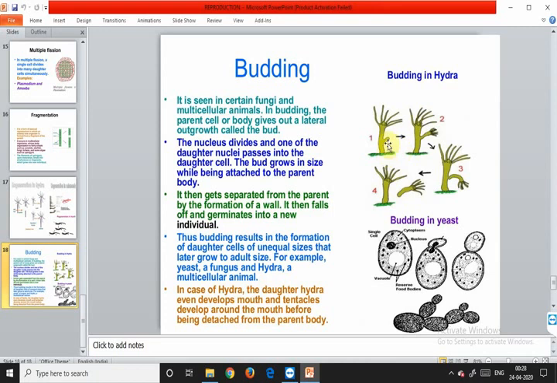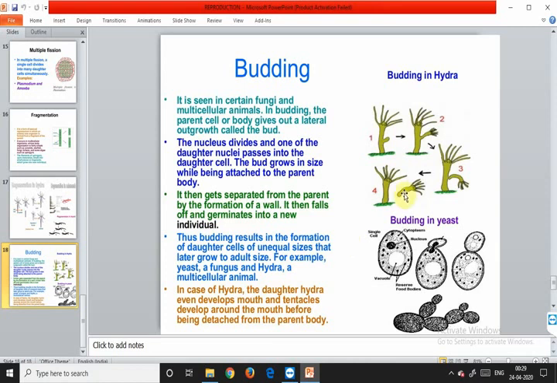In Hydra, the buds are formed from the parent body, and this bud keeps on absorbing nutrition and gets detached after some time, and this detached Hydra forms a new individual. The nucleus of the Hydra plays an important role, as one of the daughter nuclei that is formed also divides and goes to the daughter cell formed by budding. Thus, budding results in the formation of daughter cells of unequal sizes that later grow.